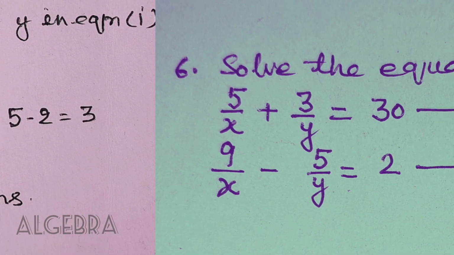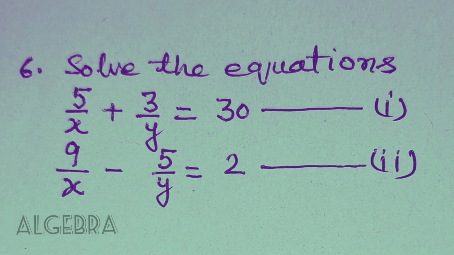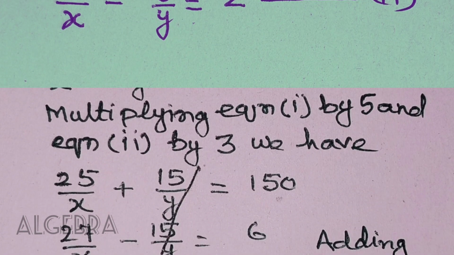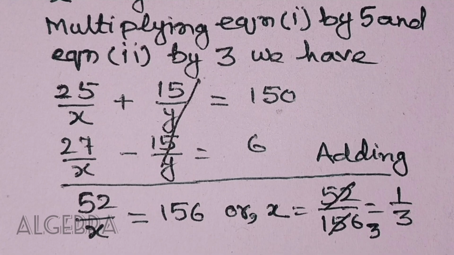Answer 6. Solve the equations. 5 by x plus 3 by y is equal to 30, equation 1. 9 by x minus 5 by y is equal to 2, equation 2. Multiplying equation 1 by 5 and equation 2 by 3, we have 25 by x plus 15 by y is equal to 150, and 27 by x minus 15 by y is equal to 6.